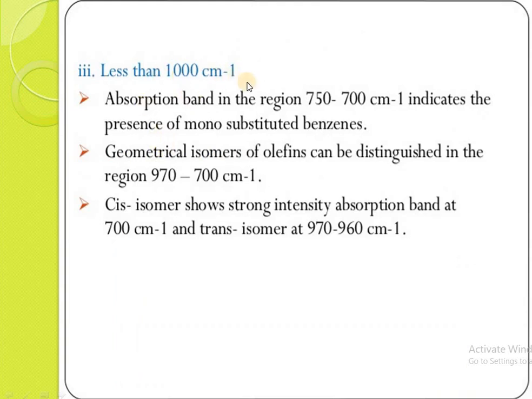And the third region is less than 1000 centimeter inverse. If it is 750 to 700 centimeter inverse, it indicates the presence of monosubstituted benzenes. And geometrical isomers, that is cis and trans, can also be distinguished by this spectrum. If it is 700 centimeter inverse, then it is a cis isomer, an absorption band of strong intensity. And if it is a trans isomer, then it will have a spectrum at 970 to 960 centimeter inverse. So the fingerprint region, which is divided into three, is very important for the identification of molecules.